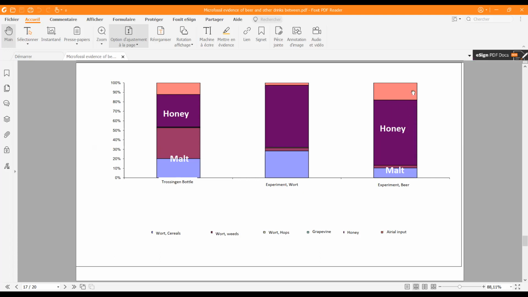And then we spread the column in the middle. This is the wort. It's not so interesting as the ready beer. And we see in the column for the ready beer, the honey component is stronger than in the grapes. This means our kilogram honey addition was too much. We must have added perhaps half of it. The next, please.